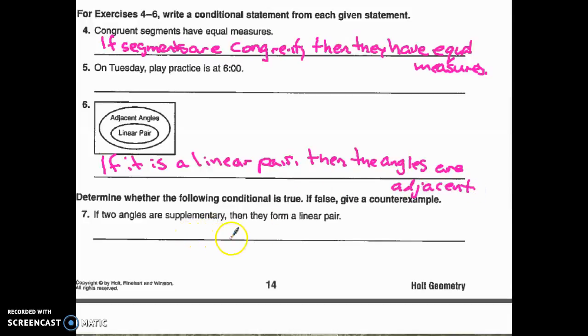In question number 7, we want to know if the conditional statement is true or false. If it's false, give a counterexample. The statement says if two angles are supplementary, then they form a linear pair. Supplementary just means that they add up to 180 degrees. Do they have to be a linear pair? You should be able to draw a counterexample for me for that one.